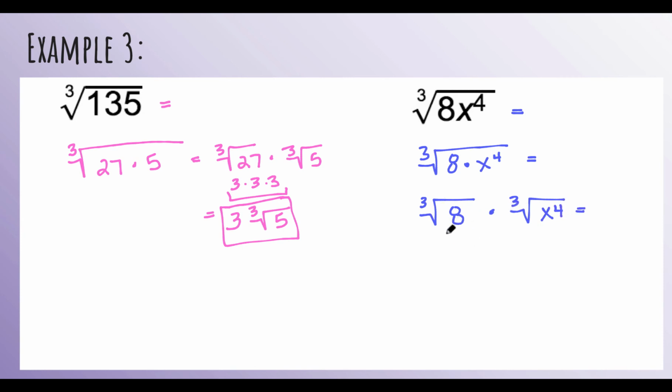So cube root of 8. 8 is a perfect cube. It's 2 times 2 times 2, so we can simplify this as 2. Cube root of x to the fourth. X to the fourth has 4 x's, so we can take 3 of these out, so we end up with 2x, and then we have the cube root of this remaining x underneath the radical.